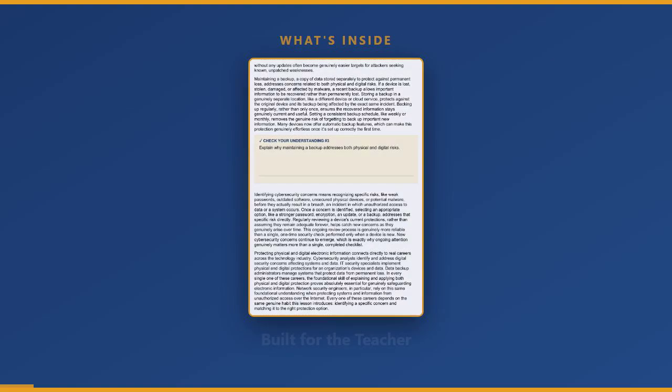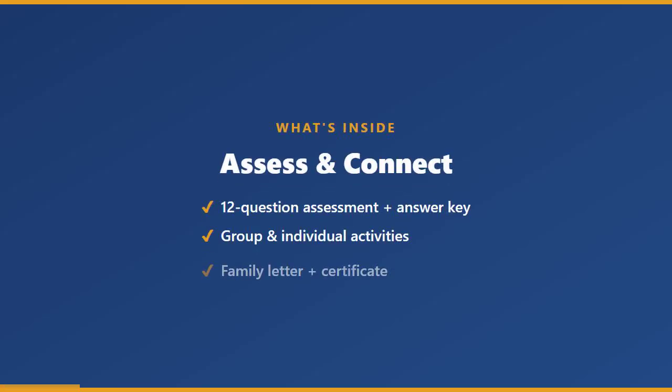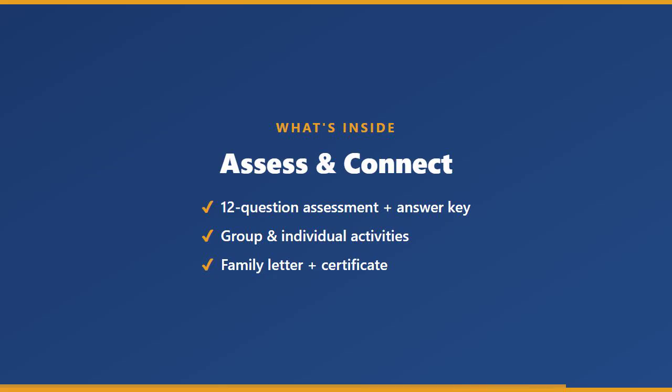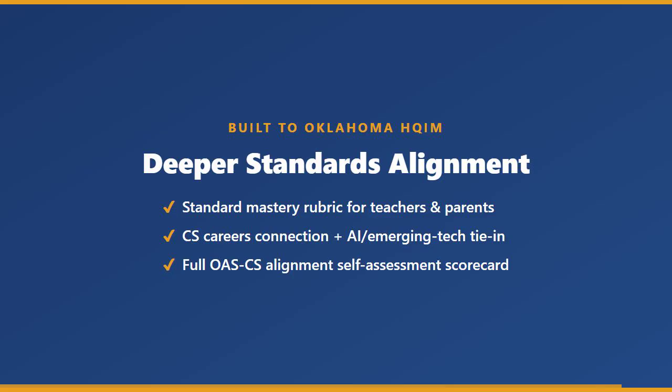to address them. Inside, a full teacher guide with pacing, misconceptions, and a scoring rubric, plus a content lesson with built-in comprehension checkpoints. This unit includes a standard mastery rubric for teachers and parents, a visual protection comparison chart, a CS careers connection, and an AI connection, all built to the Oklahoma HQIM rubric, plus a 10-question assessment with answer key, group and individual activities, vocabulary puzzles, a family letter, and a certificate of achievement.